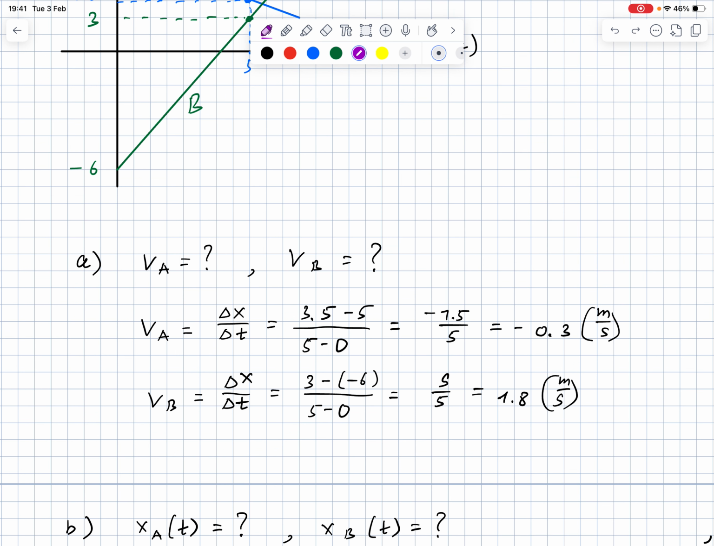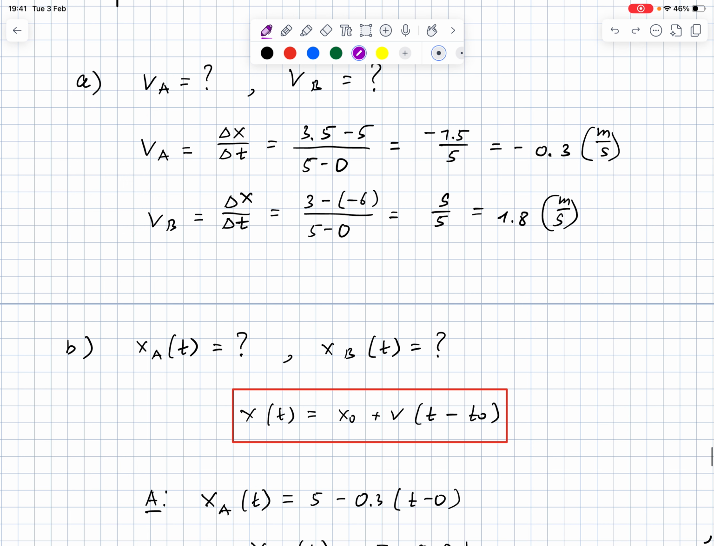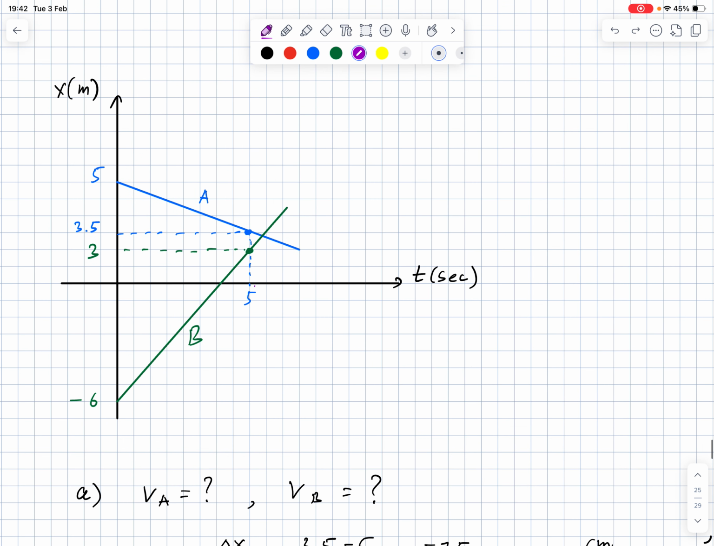Okay, let's see part B. In part B, we need to give an expression for the position of those two objects, xa and xb. Because we are talking about linear functions, we're going to use this formula. As I said in previous videos, for t0, x0, you can use whatever you like. I mean, you can also use this coordinate or this coordinate, and you'll get the same result.